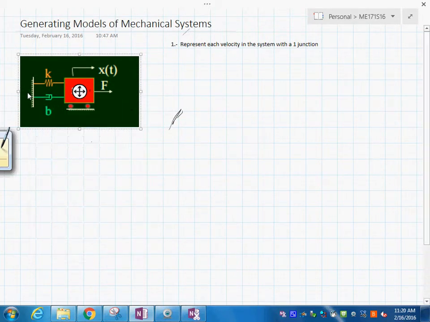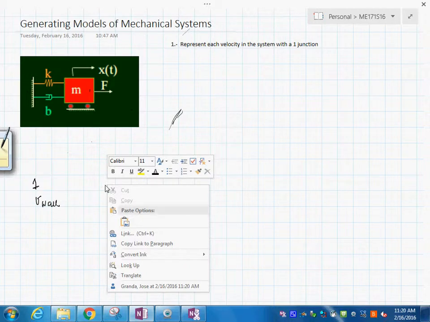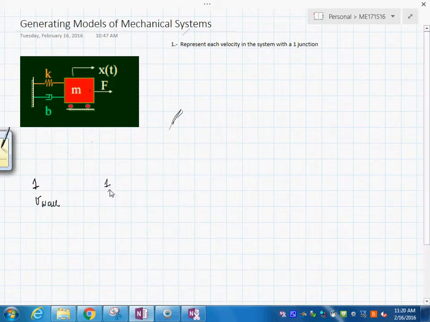Okay, so what we're going to do, true to what I just said, is I'm going to put a one junction here to indicate the velocity of the wall. I'm going to put another one junction here to indicate the velocity of x dot, really. And so that's the first step that we are taking, to use a one junction for each velocity here.